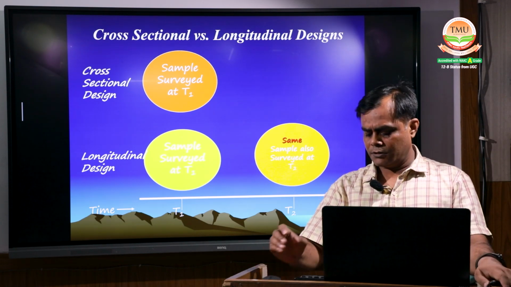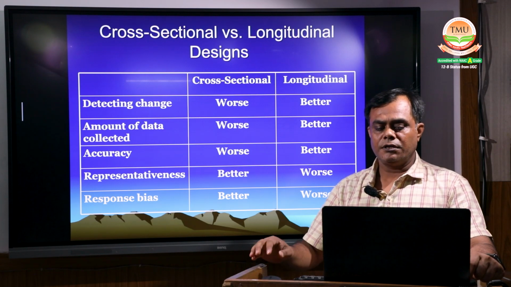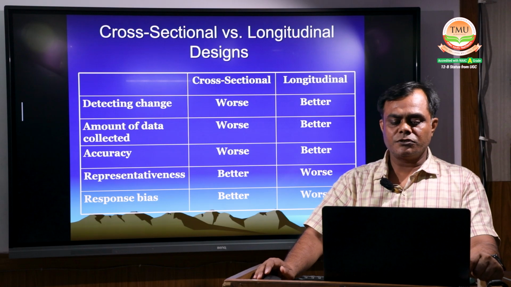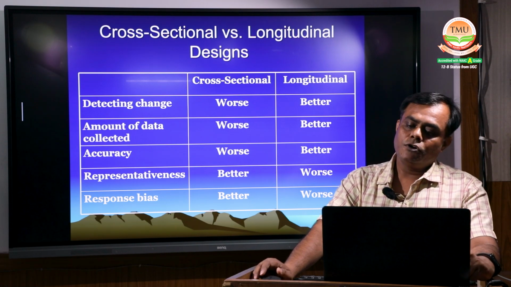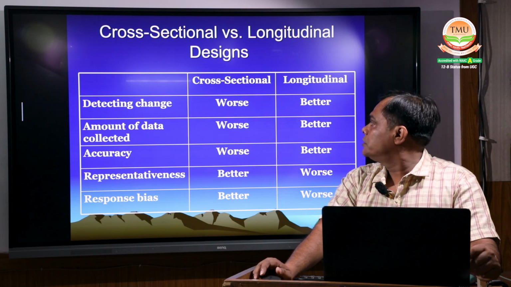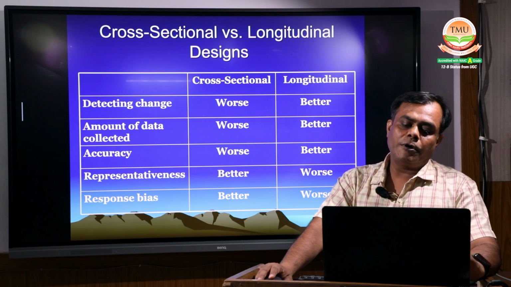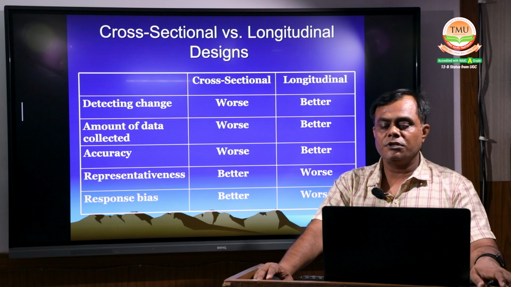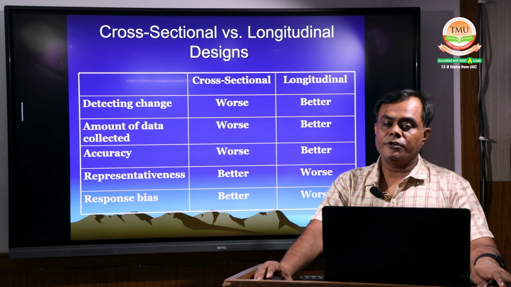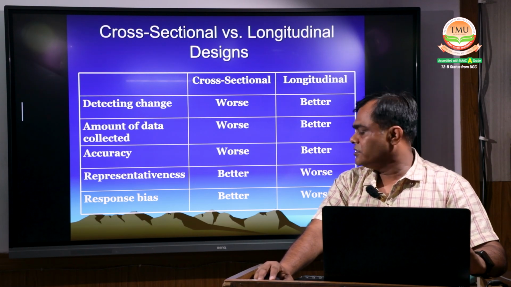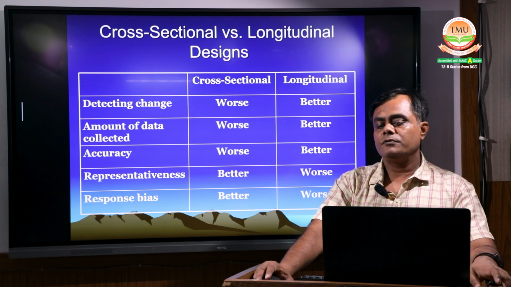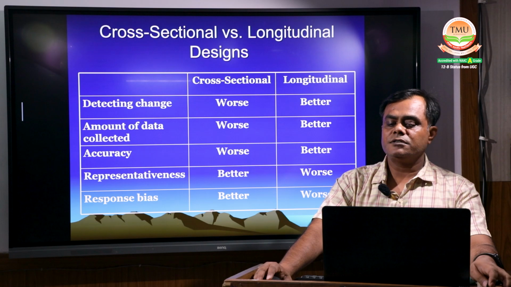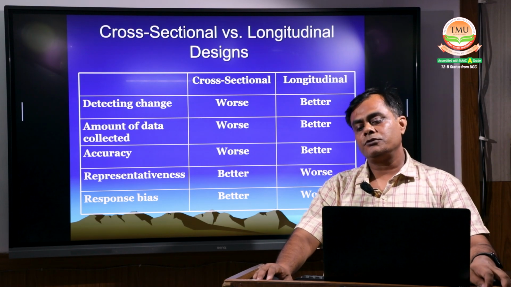So here there are cross-sectional and longitudinal studies, and how they are different from each other. On the basis of detecting changes, cross-sectional is worse and longitudinal is better. Amount of data collected, cross-sectional is worse and longitudinal is better. Accuracy, cross-sectional is worse but longitudinal is better. Representativeness, cross-sectional is better, longitudinal is worse. Response bias, cross-sectional is better, longitudinal is worse.